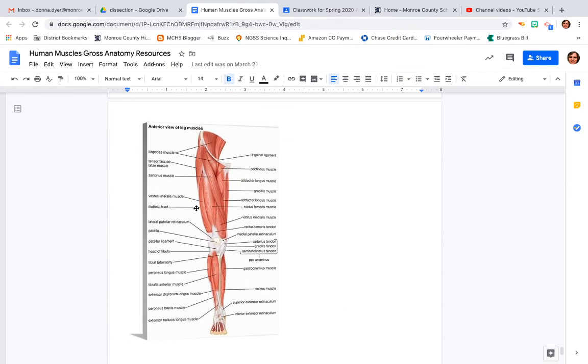And then here, this is another anterior view of the leg. So again, we can see the sartorius here. We can see the tibialis anterior. We can see the soleus here. We can see the gastrocnemius, which is the calf muscle. You can see it better from the posterior view.